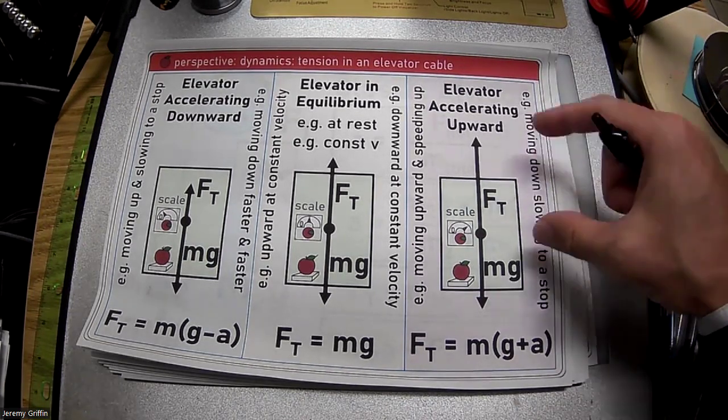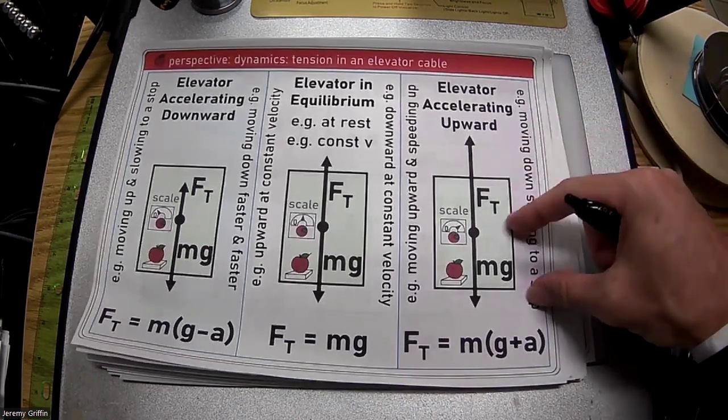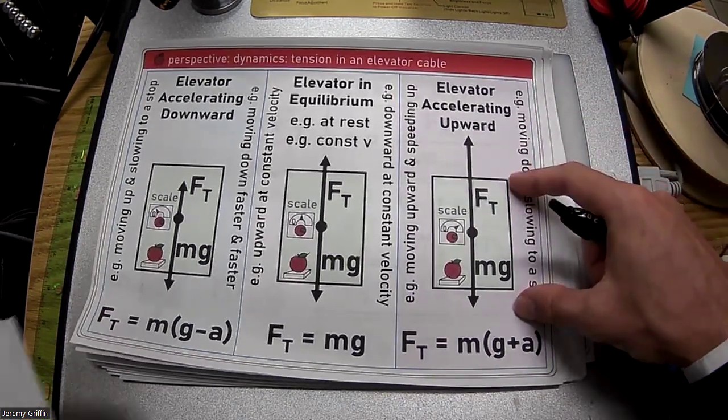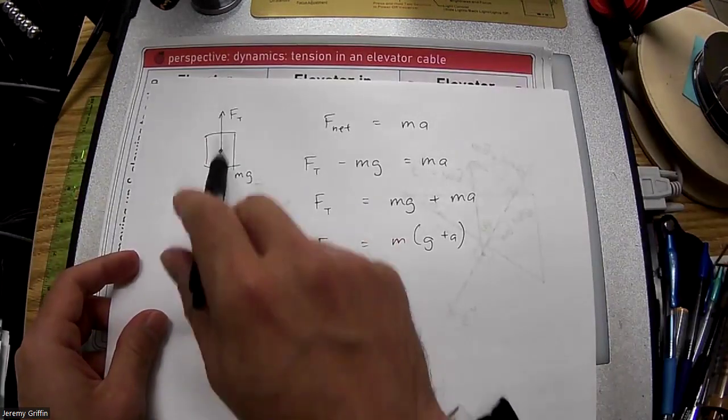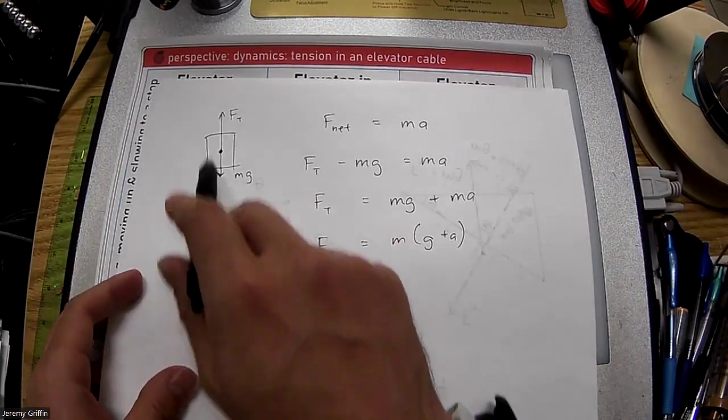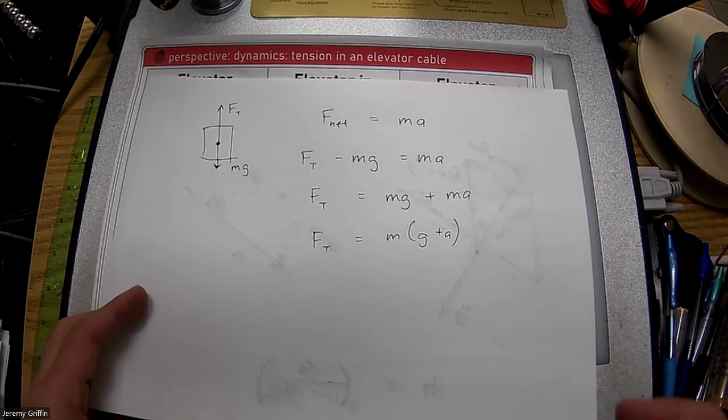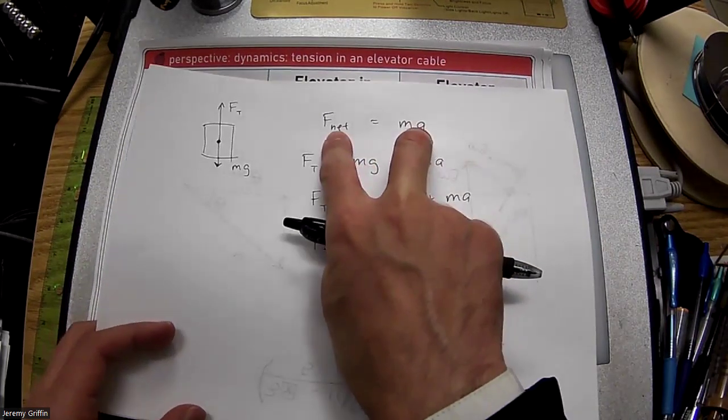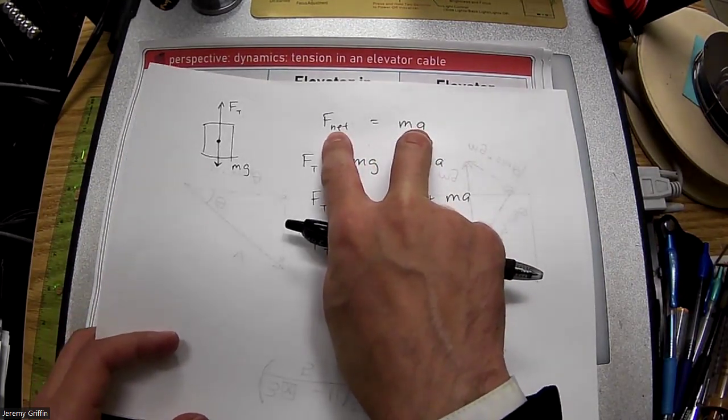So I'm just going to derive this pink one right here. Tension up, weight down, start from there. Or if we're standing on a scale, normal force up and weight down. So here's Newton's second law of motion: net force equals mass times acceleration.